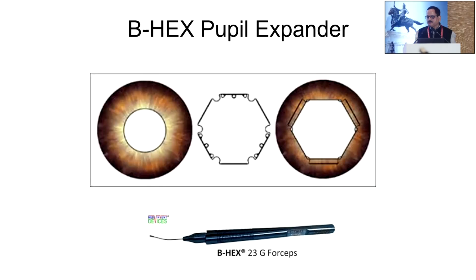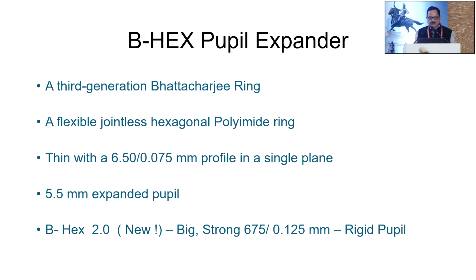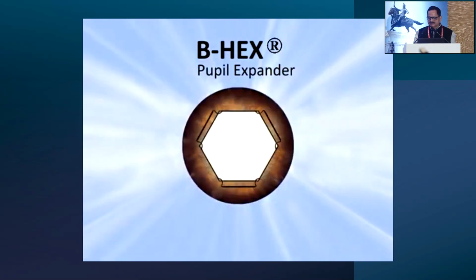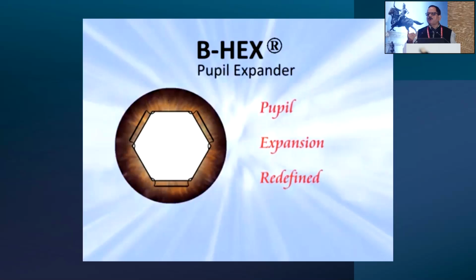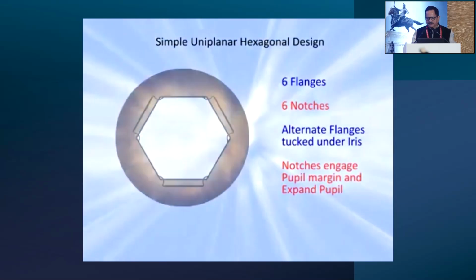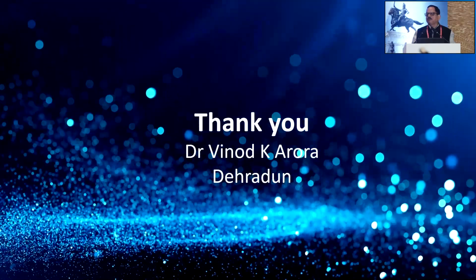Then this is, most probably in the Indian context, getting popularity in the world also. The B-Hex pupil expander is a third generation Bhattacharjee ring, a flexible jointless hexagonal polymer ring, thin, with a 0.7 millimeter profile, and you get 5.5 millimeter expansion. Now we have a newer variant for the rigid pupil. And this is the last one. Besides, we have others also. The Gupta ring is also there, which is a little thicker and difficult to take out. So we have a lot of devices.